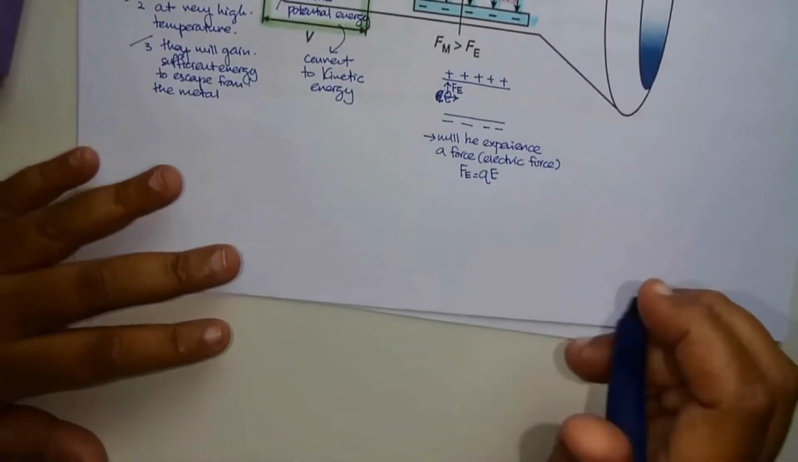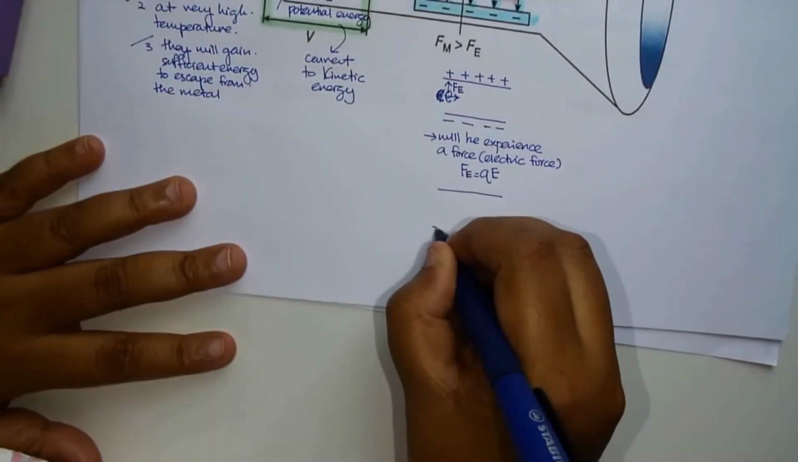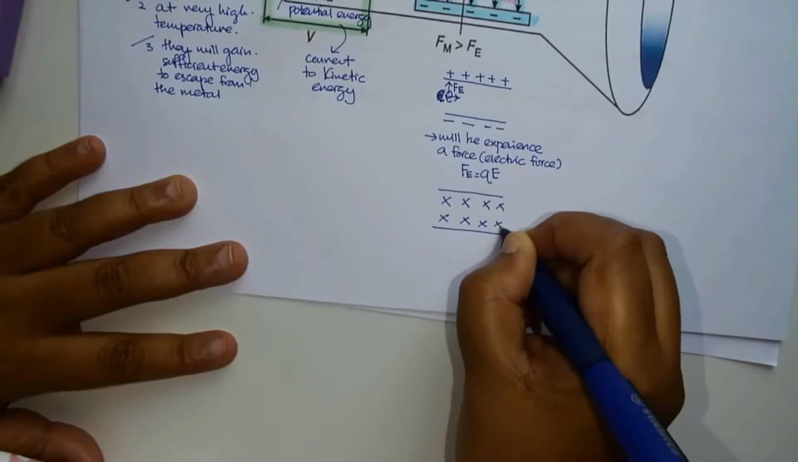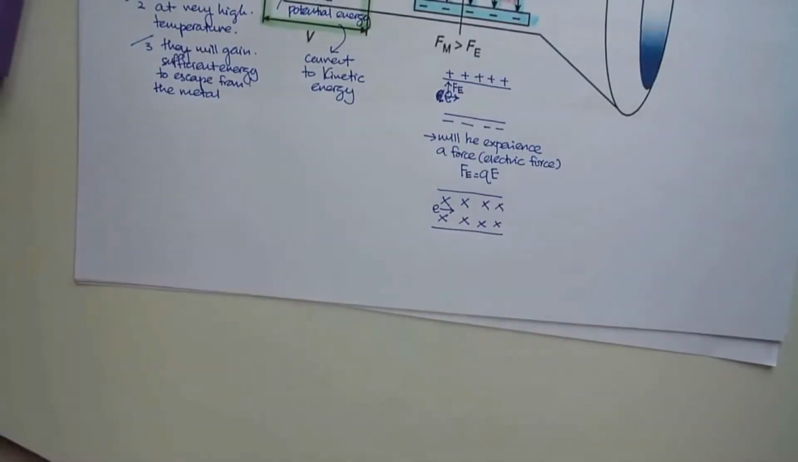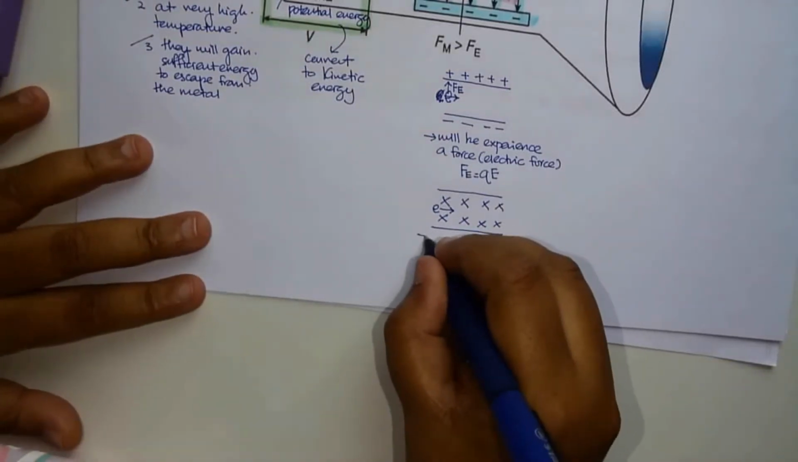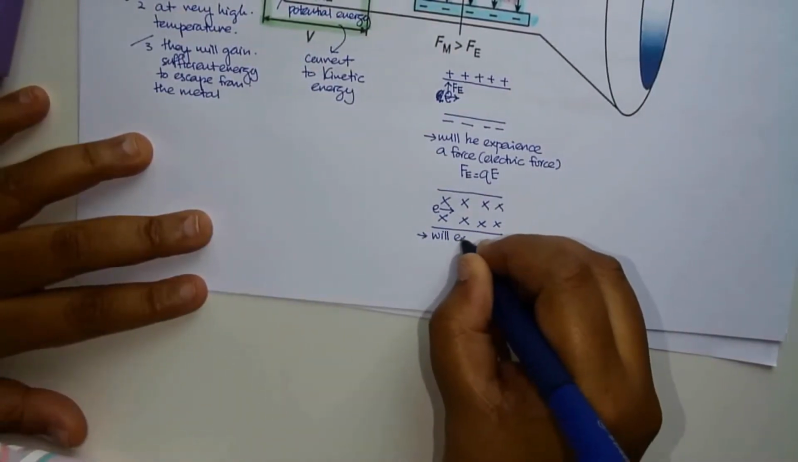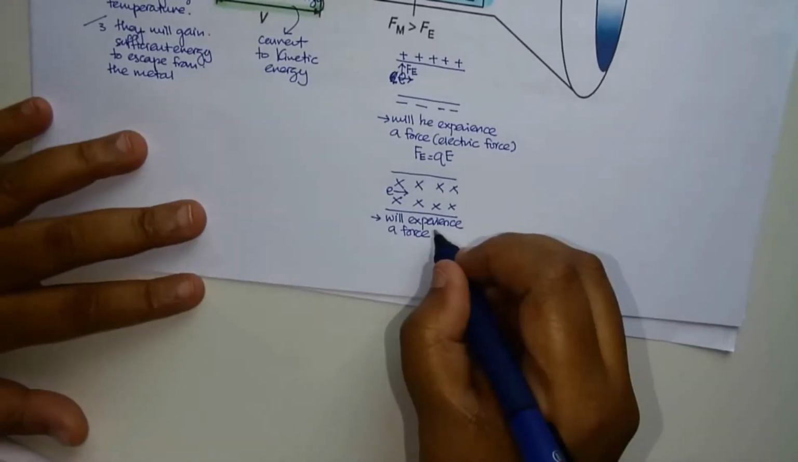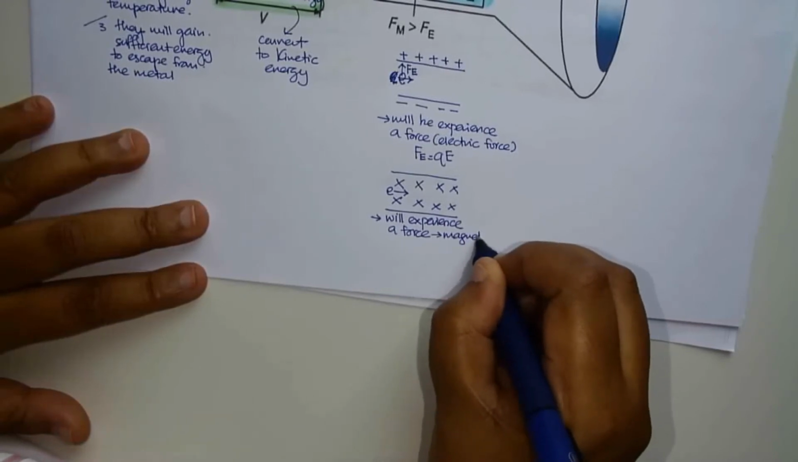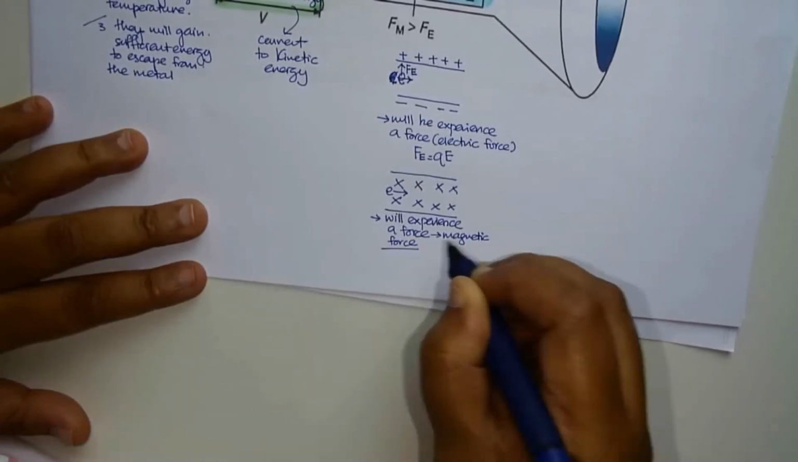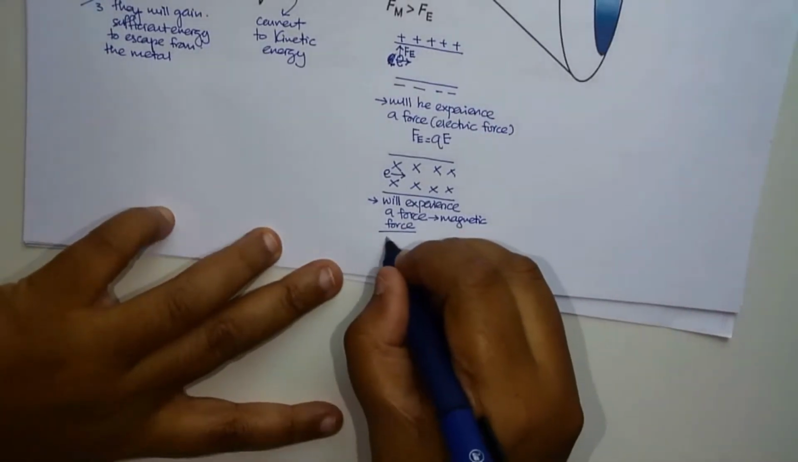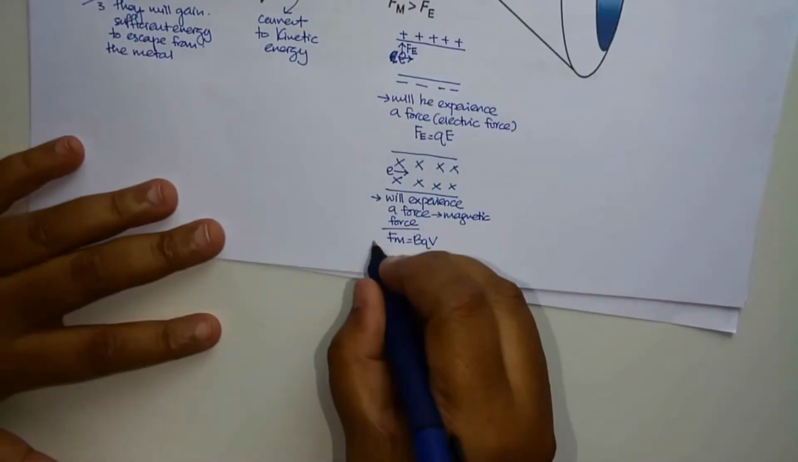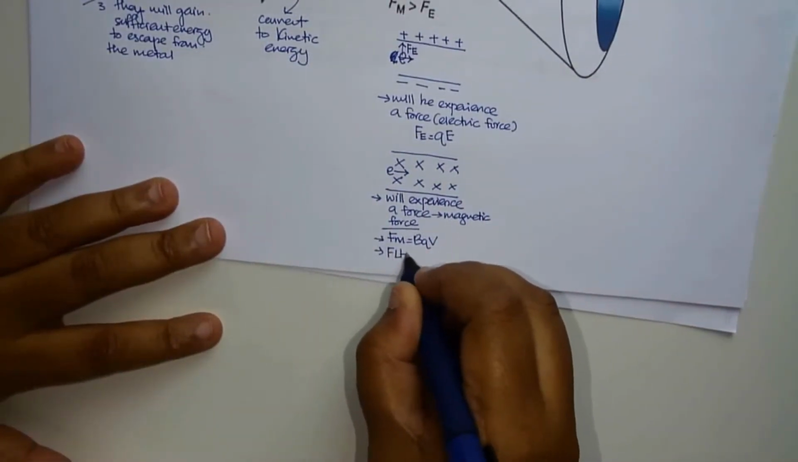Then if we look separately at the magnetic field, this is the magnetic field and this is the electron. What will happen? Definitely the electron will experience a force. What force? Magnetic force. It is a vector. How to know the magnetic force? The magnitude is F_M equals BQV. How to know the direction? By using Fleming's left hand rule.